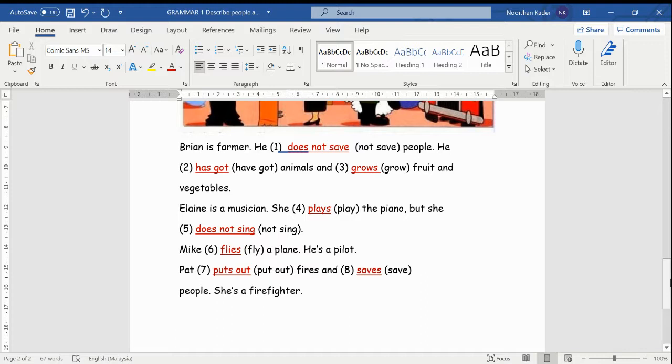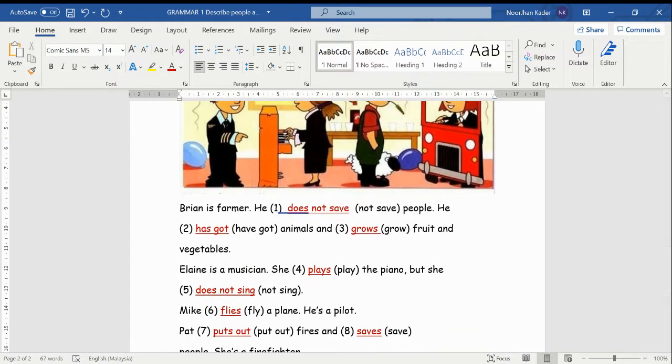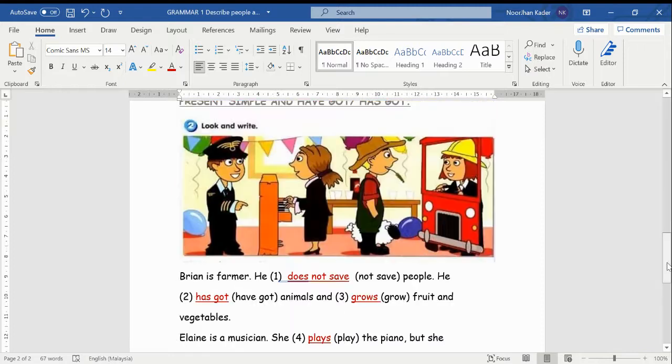Then the third description, Mike. Mike flies a plane. He's a pilot. Okay, so this is Mike. And you know he's a pilot. Of course, you cannot see the airplane here, but of course, a pilot flies a plane.